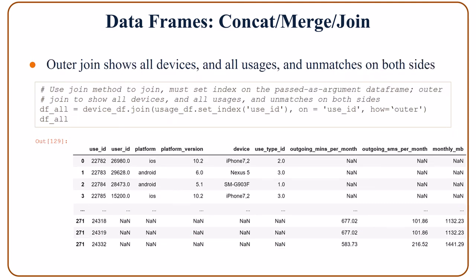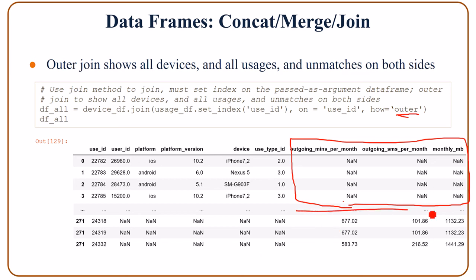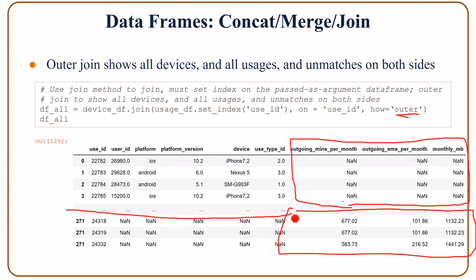And finally, you can do outer join. Outer join is a combination of left and right. So in the result, you can see rows that don't have matches, or devices that don't have matches for uses, and rows that have uses but do not have matches on the device side.